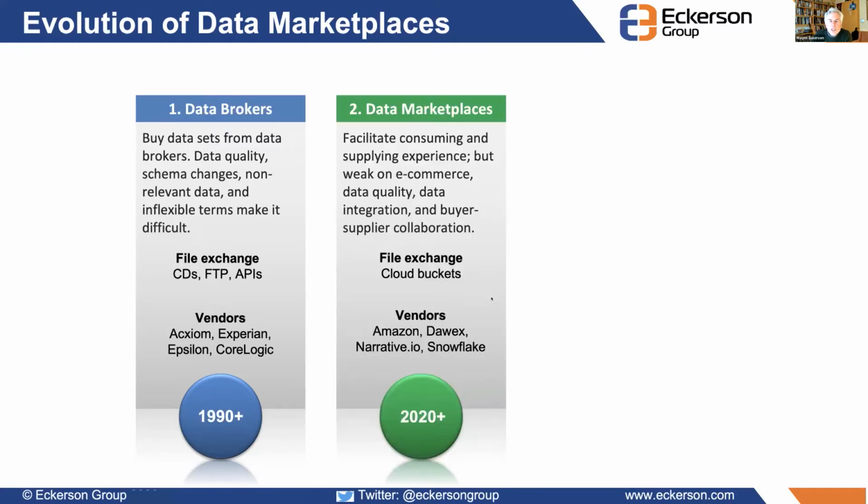Around 2020, we started seeing the rise of mostly these global data marketplaces led by Amazon. And the file exchange there was through cloud buckets, essentially being in S3. And Amazon really set the bar in terms of not only providing data products from multiple different data providers to any data consumers, but it also introduced commerce. So they're way ahead of the rest in terms of that capability.